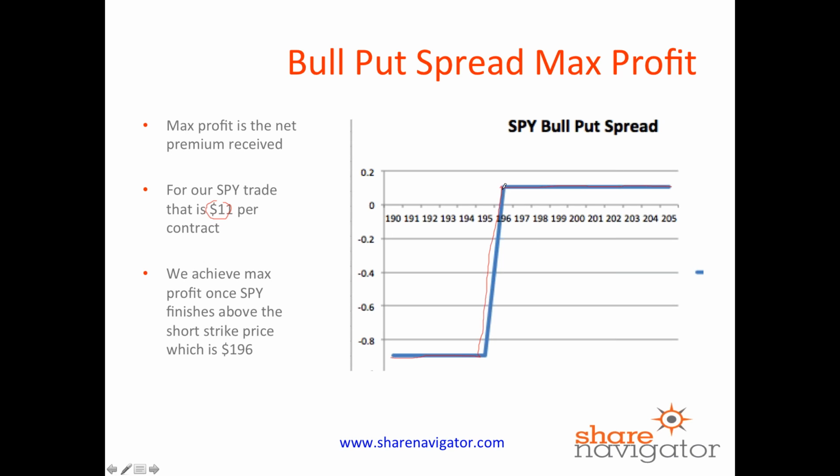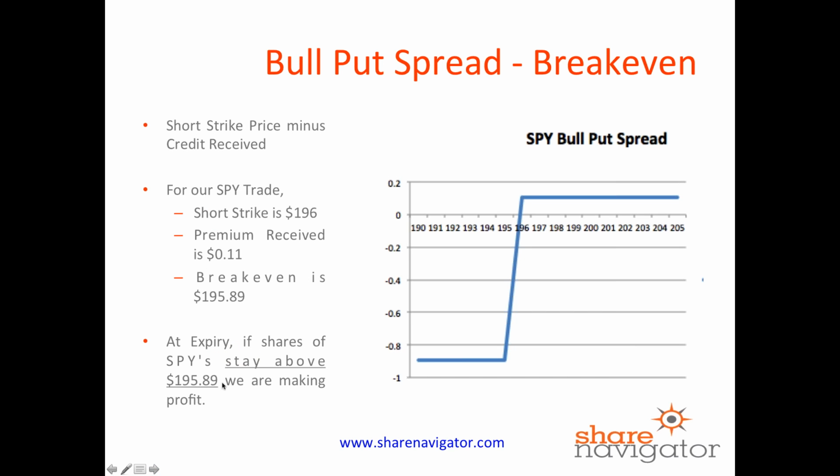Now, we achieve our max profit when the share price finishes above 196. So when you're placing a bull put spread, once the share price finishes above the short strike price, you're going to make your full profit. What about break even? Well, on the break even side, it's equal to the short strike price minus your credit received. So for the SPY trade, our short strike was 196. We received 11 cents as a credit, and our break even therefore is 195.89. So if at expiry Friday, the share price of SPY finishes above 195.89, we will achieve a profit.